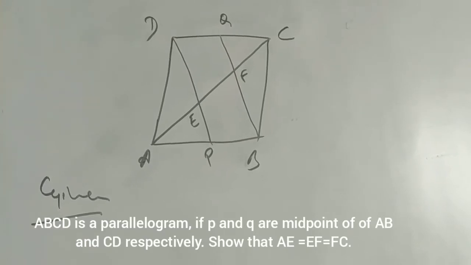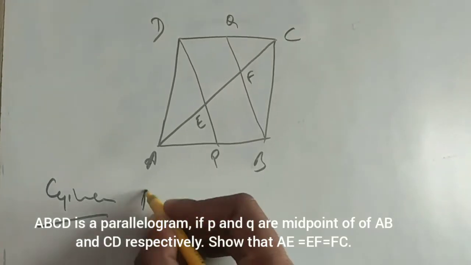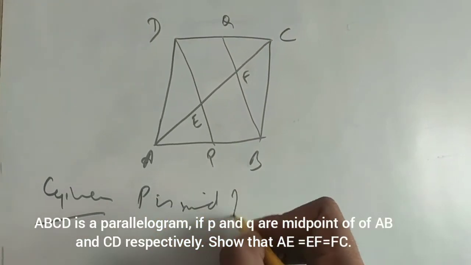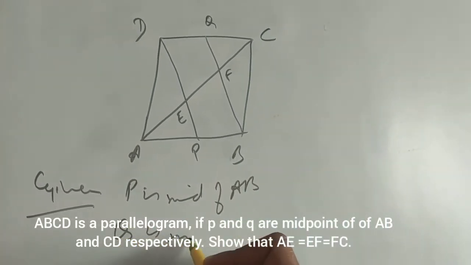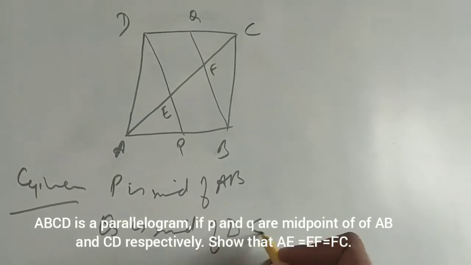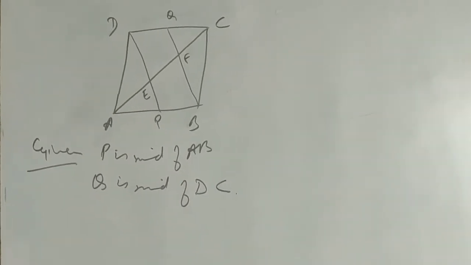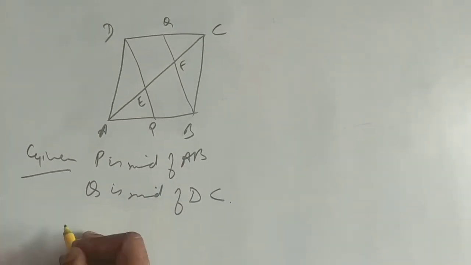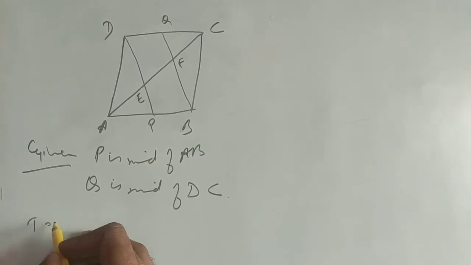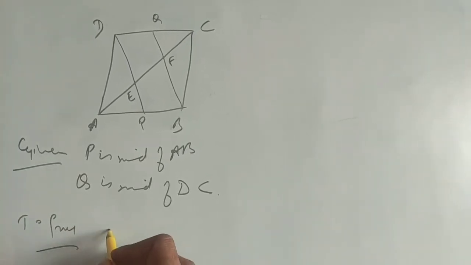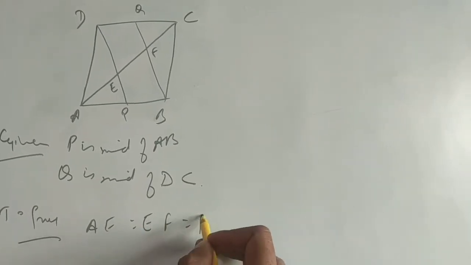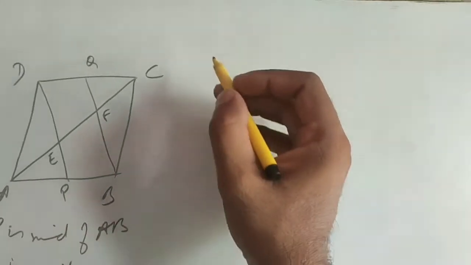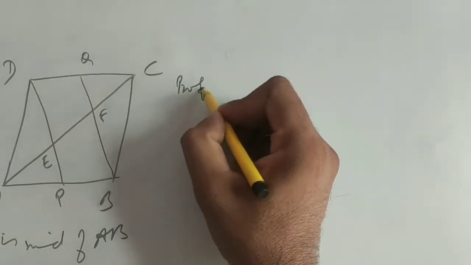It is given that P is midpoint of AB, P is mid of AB, and Q is mid of DC. Now we need to prove that AE will be equal to EF will be equal to FC. We need to prove this, AE, EF and FC are equal. Now we are doing the proof here.